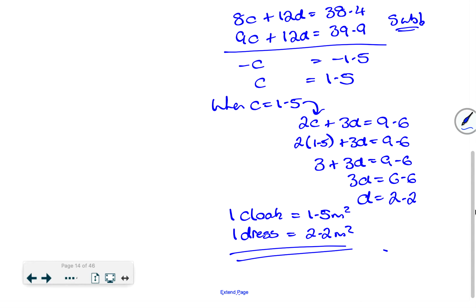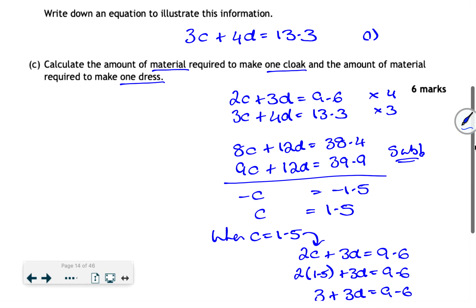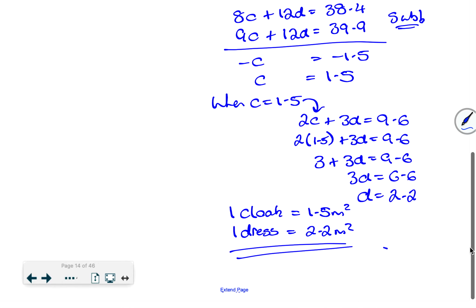Sometimes a question could say, when it says calculate the amount of material required, it could say to make 5 cloaks and say 3 dresses. So all you would do is solve it as normal, get what it is for 1 cloak and 1 dress, and then just multiply by whatever you need to multiply by. Okay?